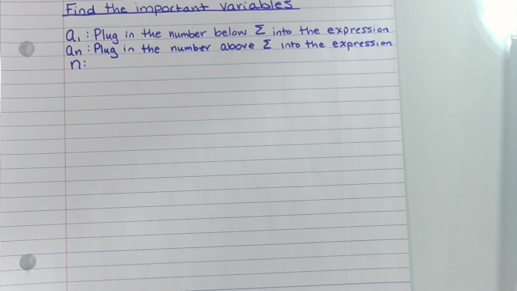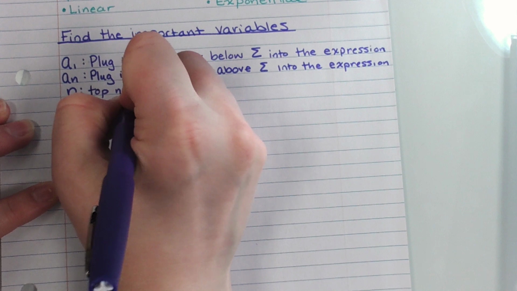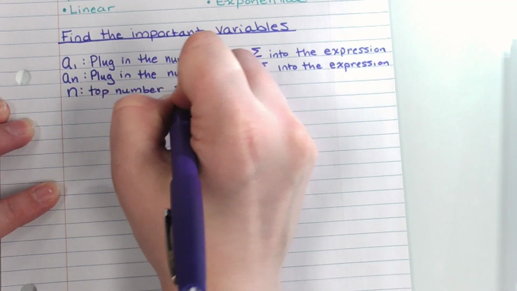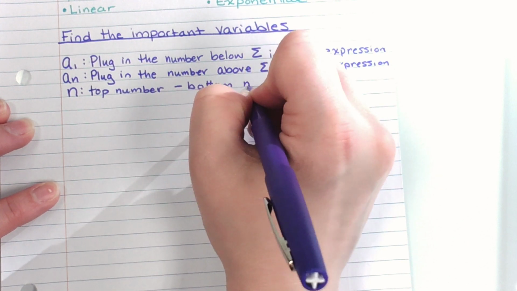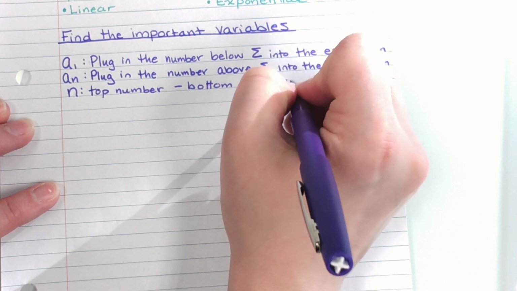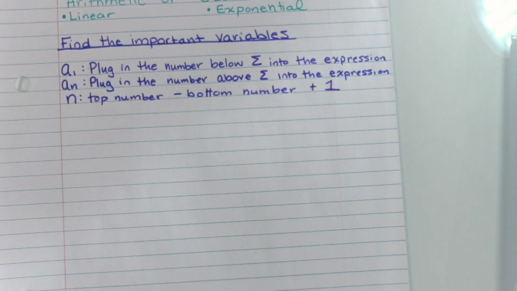So that is how we find n. N is always the top number minus the bottom number plus 1. And people tend to forget that plus 1. It's not a hard calculation. A little bit of subtraction, a little bit of adding, nothing too terrible, but you do need to remember to add that 1 on there.